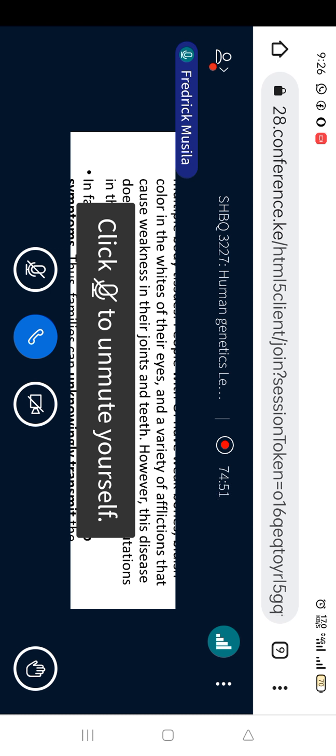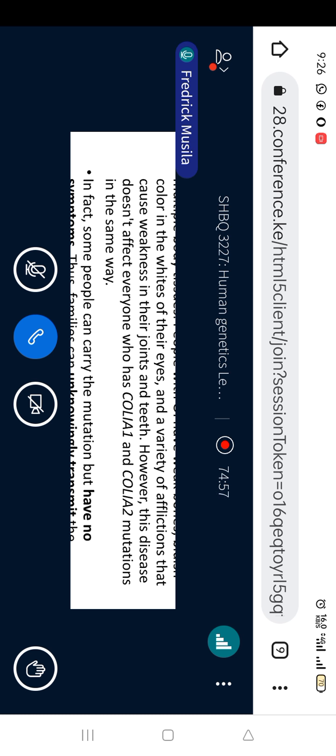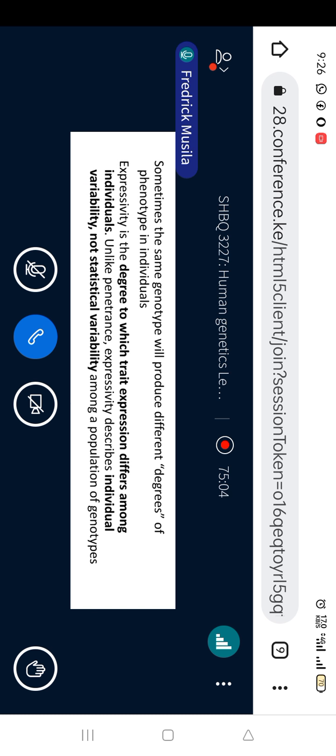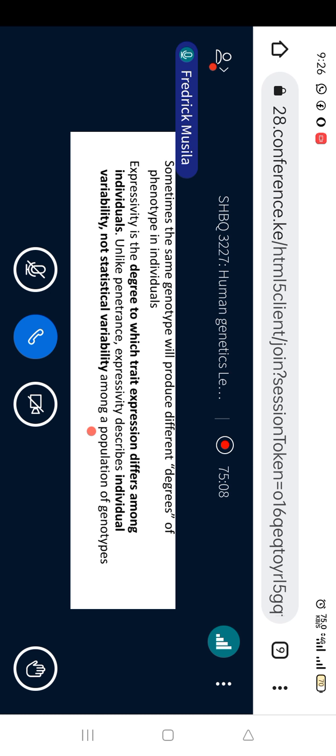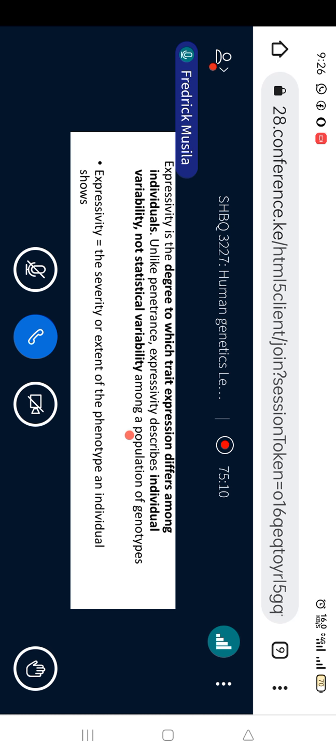So families can unknowingly transmit the mutation from one generation to the next through someone who carries the mutation but does not express the disease. So I think that's the problem with penetrance. You have the mutation, you don't show it, then you pass it to your children.